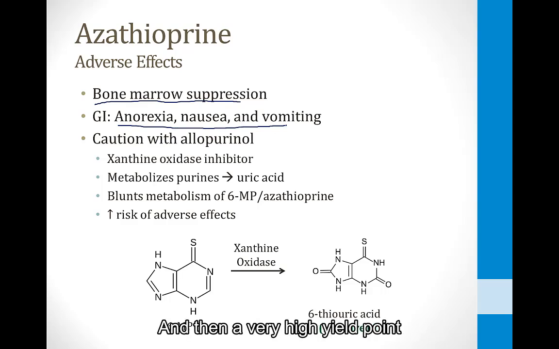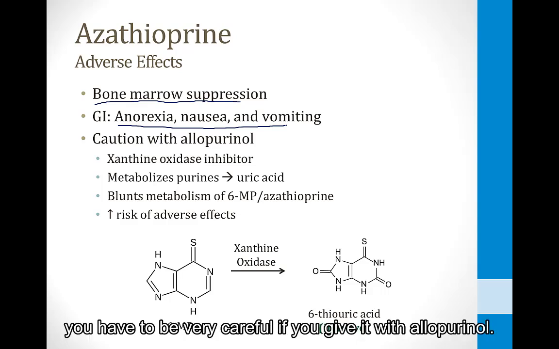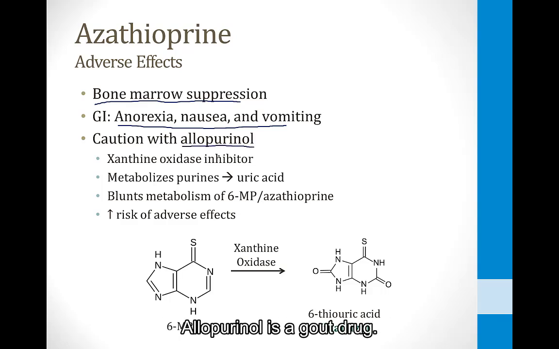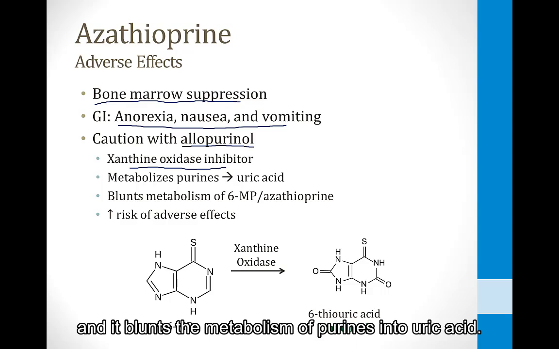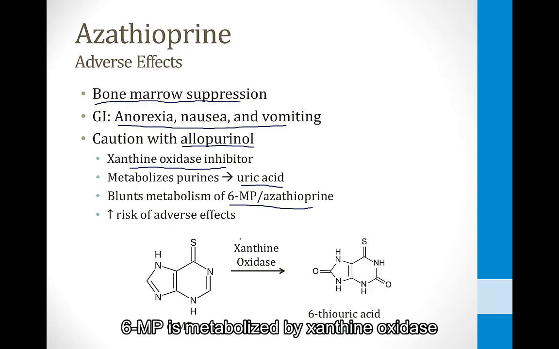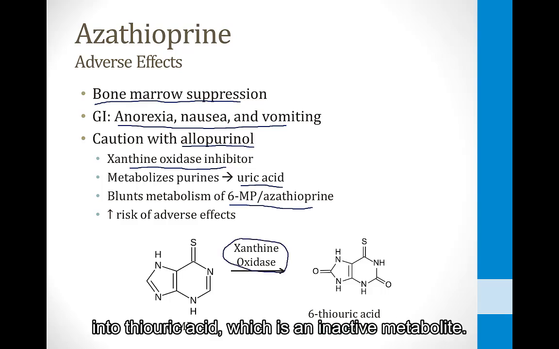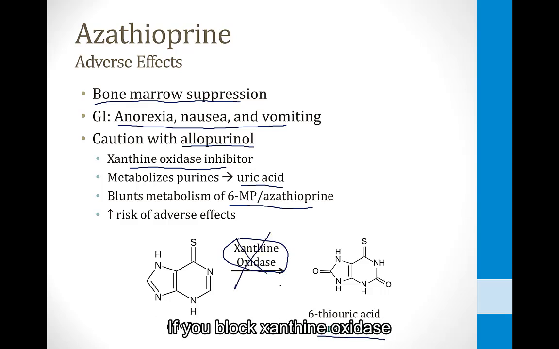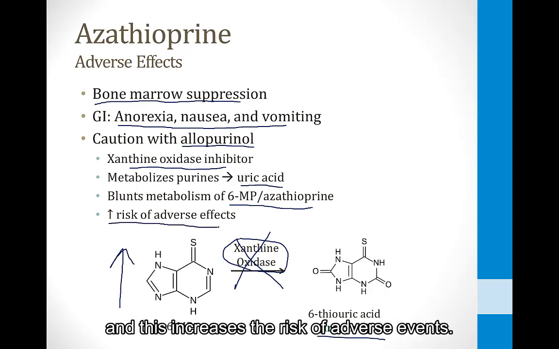And then a very high yield point to remember about azathioprine is that you have to be very careful if you give it with allopurinol. Allopurinol is a gout drug. It is a xanthine oxidase inhibitor, and it blunts the metabolism of purines into uric acid, and that's a good thing for gout. However, it also blunts the metabolism of 6-MP in azathioprine. 6-MP is metabolized by xanthine oxidase into thiouric acid, which is an inactive metabolite. If you block xanthine oxidase, you will get more activity of 6-MP, and this increases the risk of adverse events.